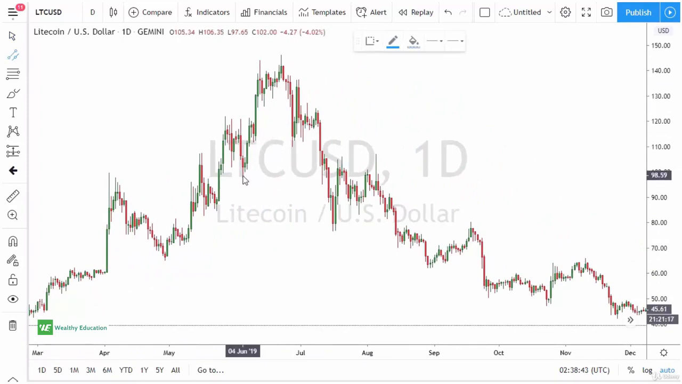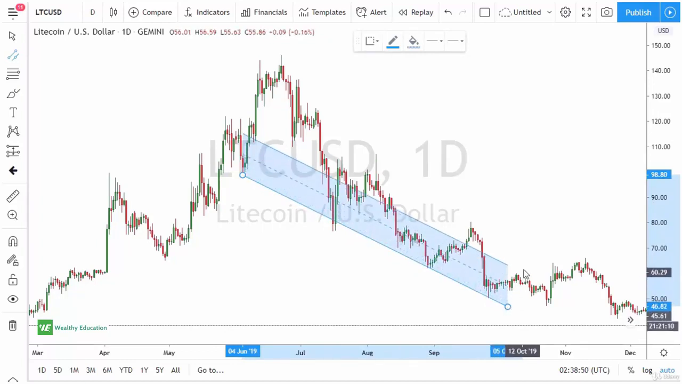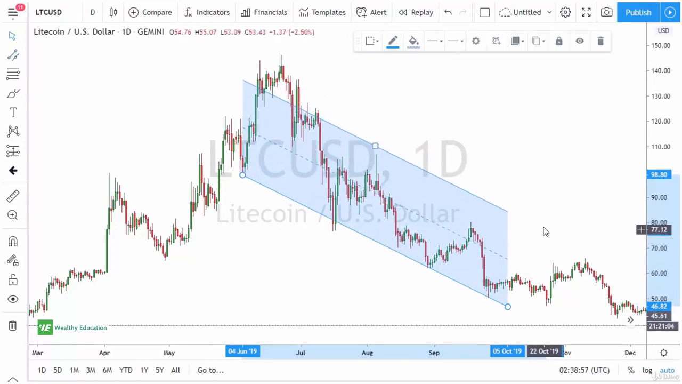Parallel channels can work in either direction. You can have something like this and drag it up. You can make an argument for a little bit of a parallel channel, maybe not all the way back there, but starting right around here.